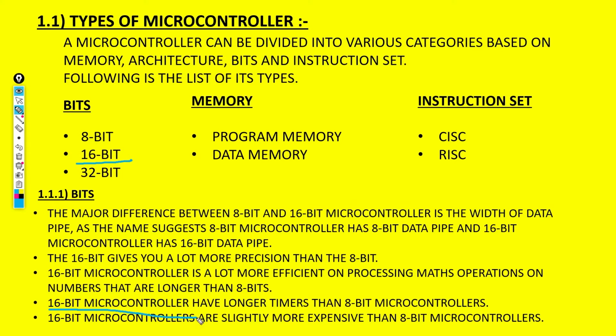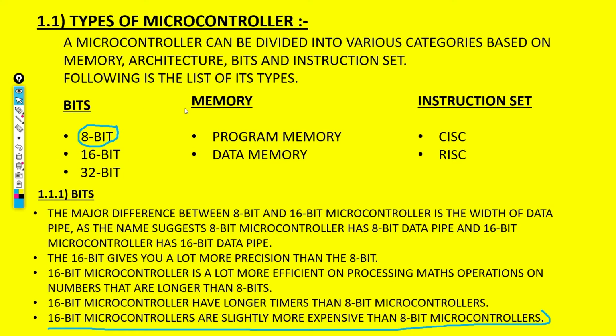A 16-bit microcontroller has longer timers than 8-bit microcontrollers. As I have told you, we will study the timers in our upcoming slides, not right now, so let's skip this point. Now let's look at the fifth point, which is that 16-bit microcontrollers are slightly more expensive than 8-bit microcontrollers. As you can see, it has the upper hand over 8-bit, so it is also a little bit expensive.